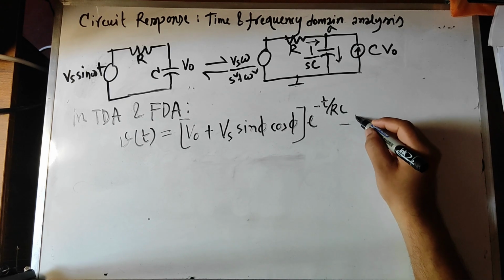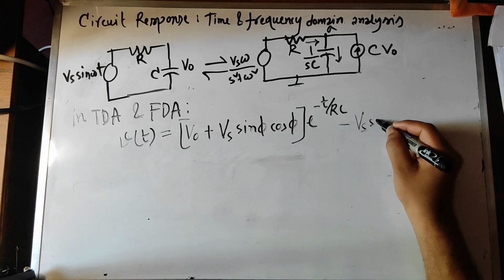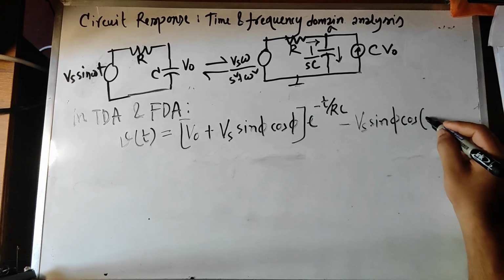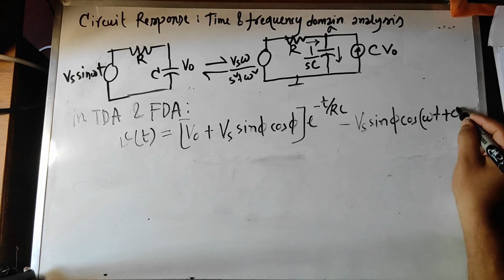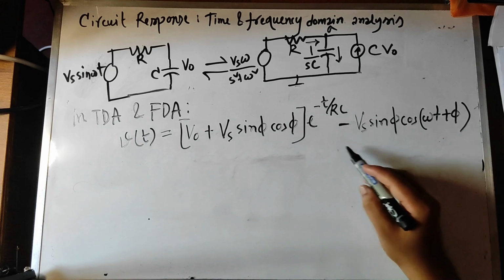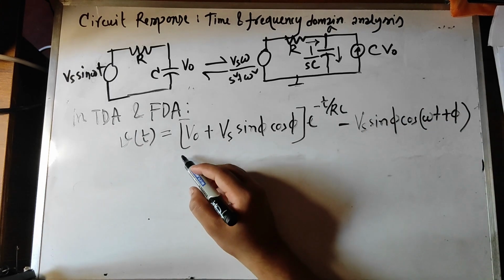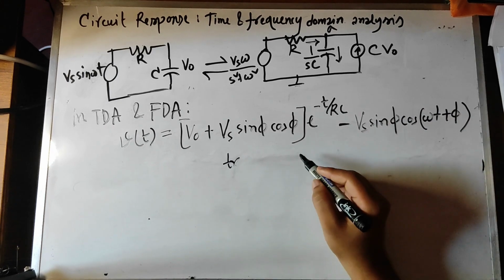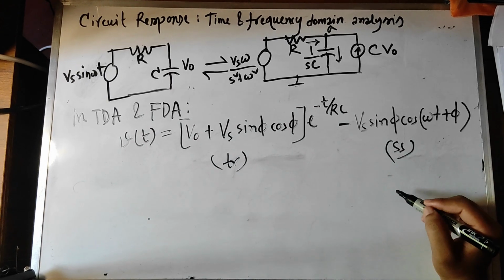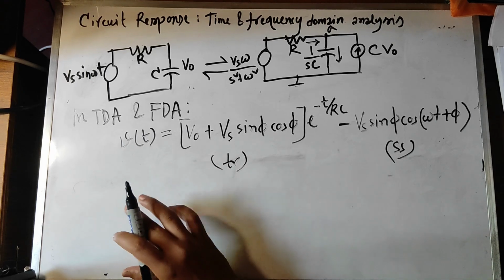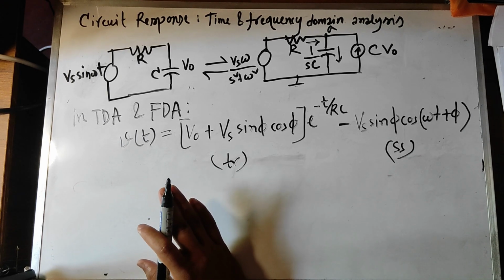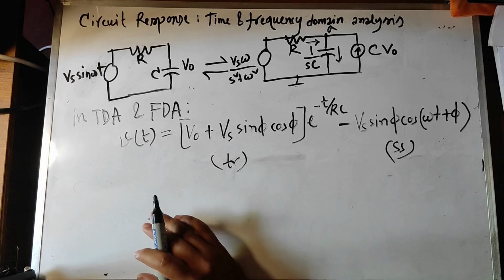minus Vs sin phi cos omega t plus phi. This is the steady state response. This is transient response and this is steady state response. Thus this is the answer to the sinusoidal response of series RC circuit.